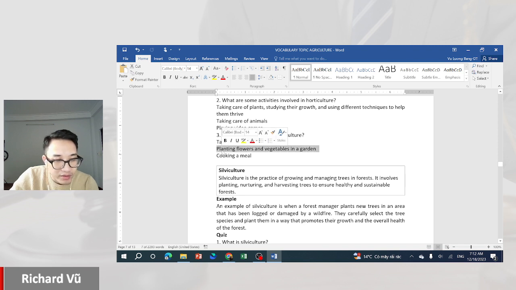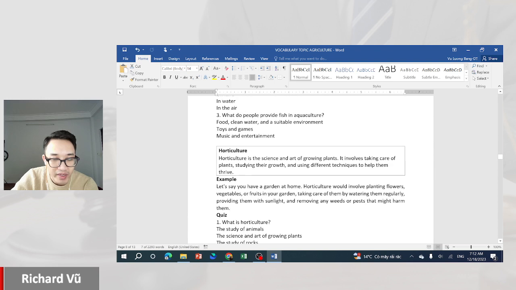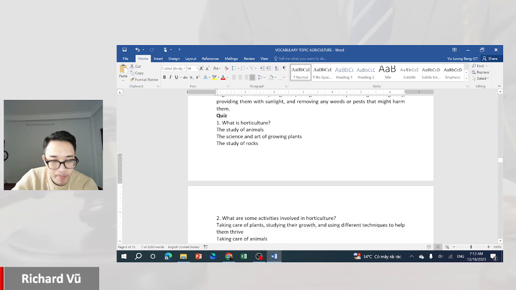Which option are you going to choose? I choose this option. Planting flowers and vegetables in a garden. So that's all for horticulture. So keep in mind, horticulture is the science and art of growing plants.